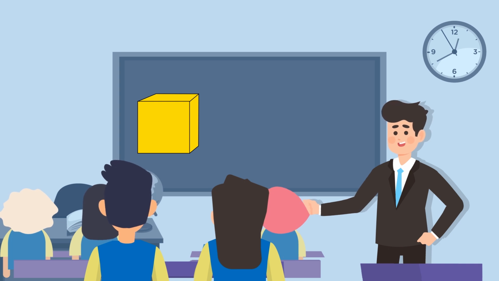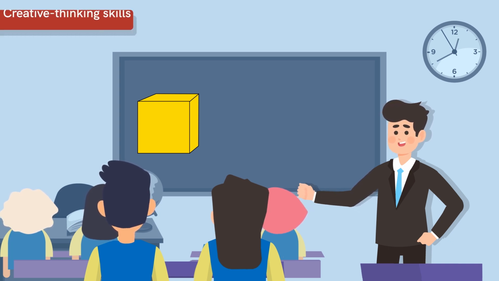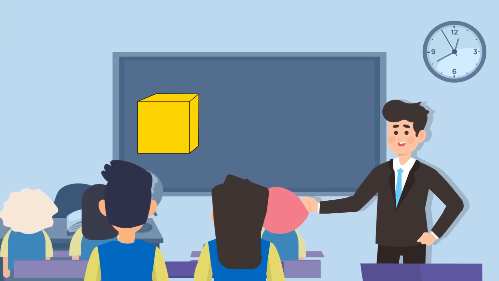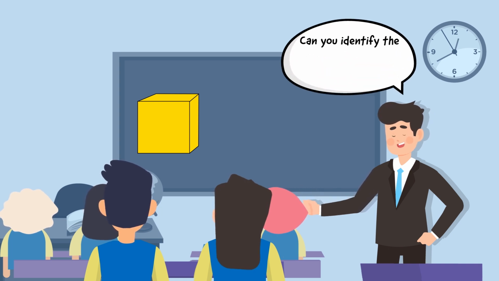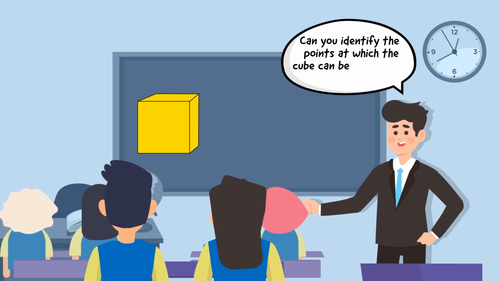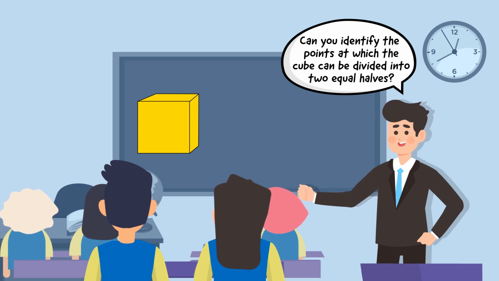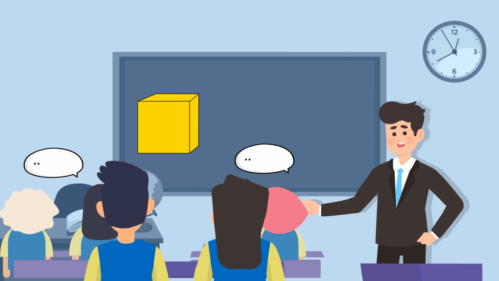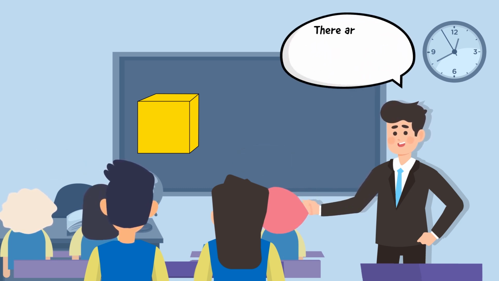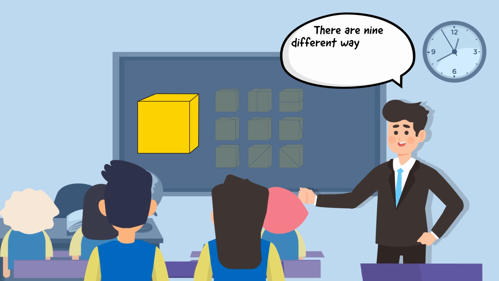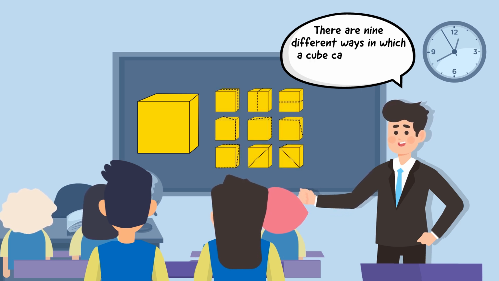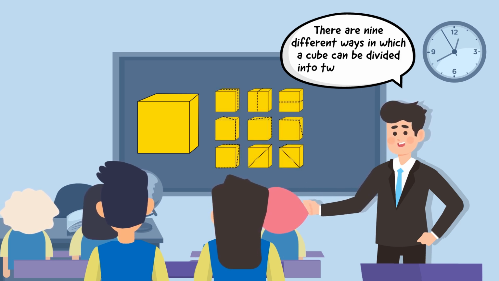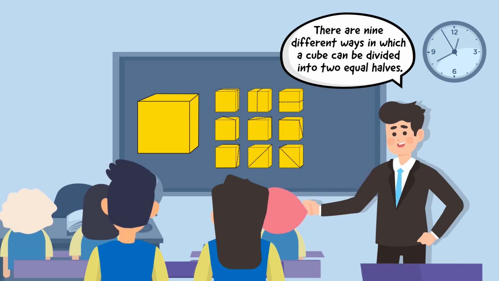Once the students have completed the activity, it's time for some reflective questions that will aid in developing their creative thinking skills. Ask the students if they can identify the points at which the cube can be divided into 2 equal halves. Allow them to respond. We will then make the students aware of the 9 different ways in which a cube can be divided into 2 equal halves by drawing the figures as shown on the blackboard.